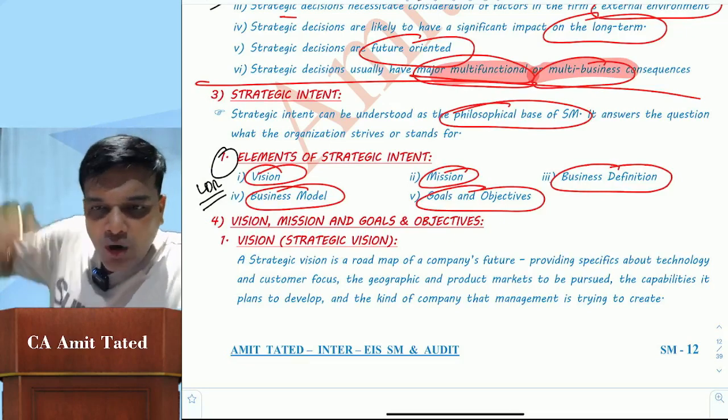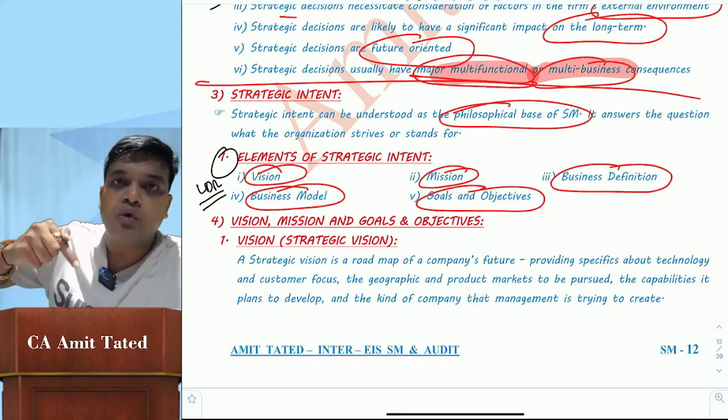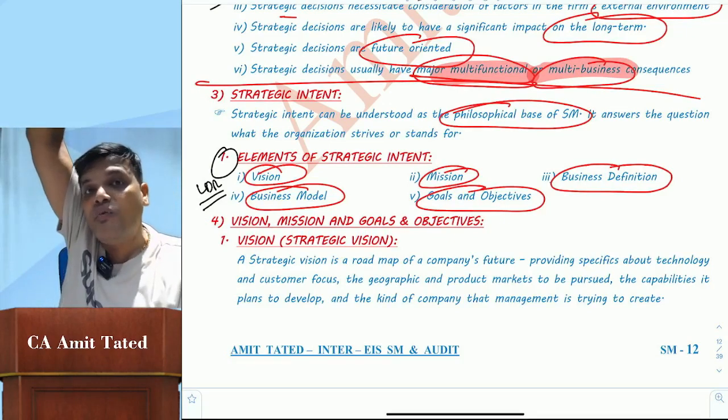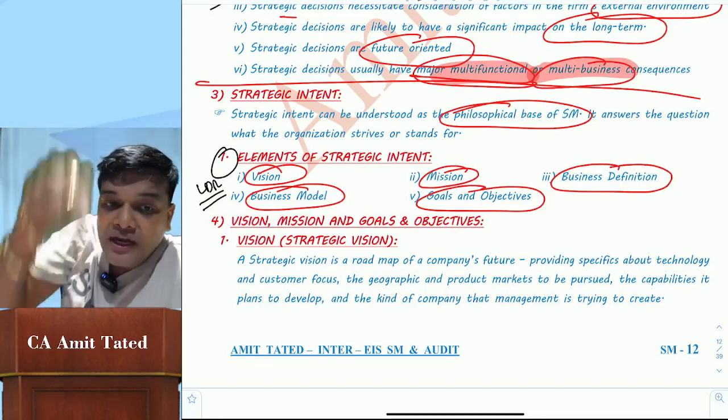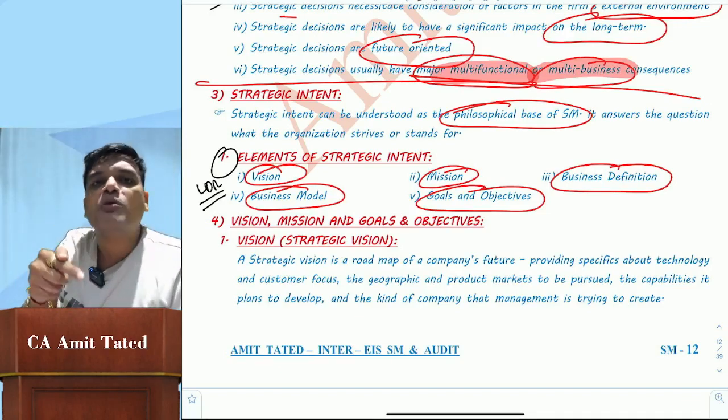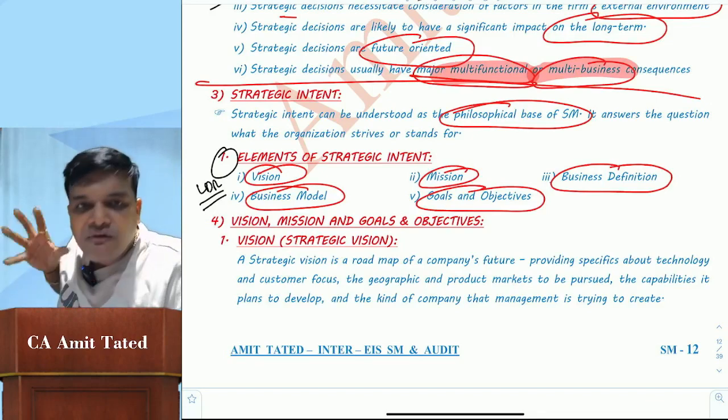आत्मा क्लियर? तो what is the current is nothing but mission. What needs to be achieved after 10 years, that is called vision. To achieve vision, we need to set goals, and to achieve the goals, we need to set objectives. This is how the structure comes from: vision, mission, goals, and objectives.